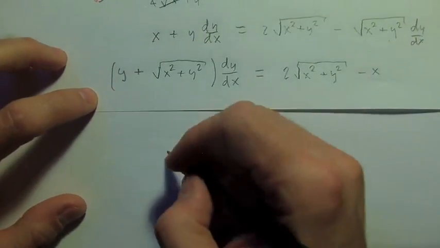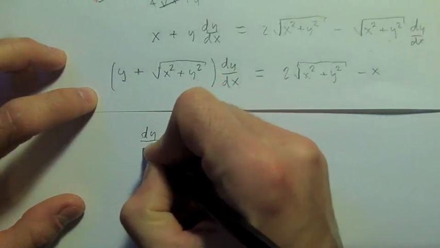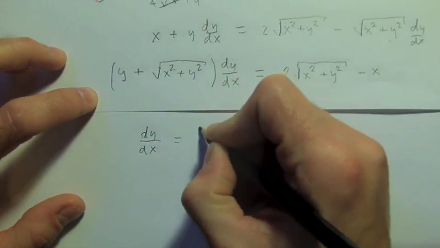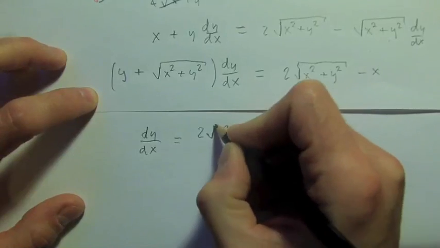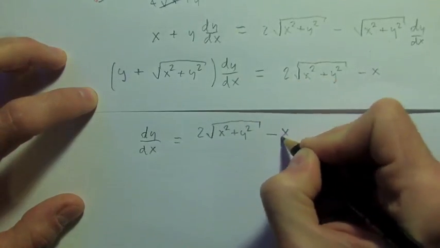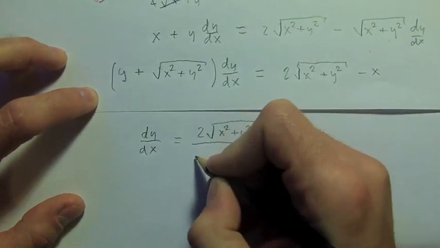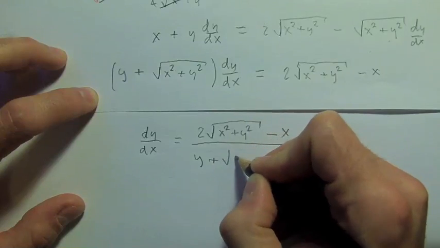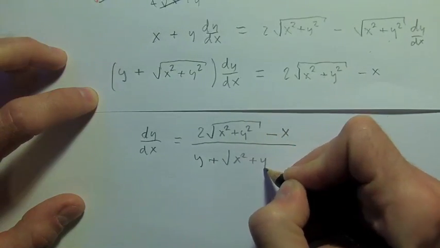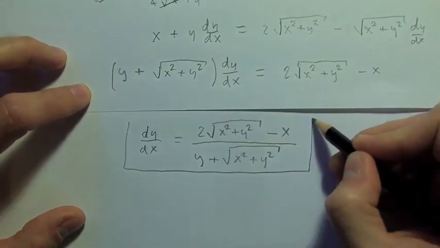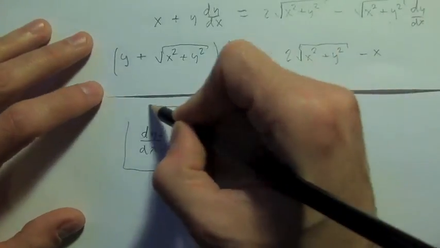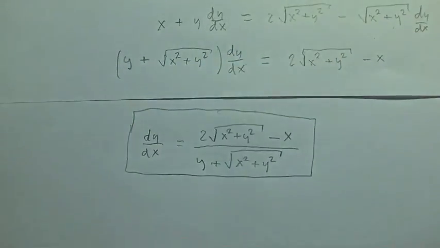Alright, and now all that's left to do is divide. So dy over dx is going to be 2 times the square root of x squared plus y squared minus x all over y plus the square root of x squared plus y squared. And that, as they say, is that.